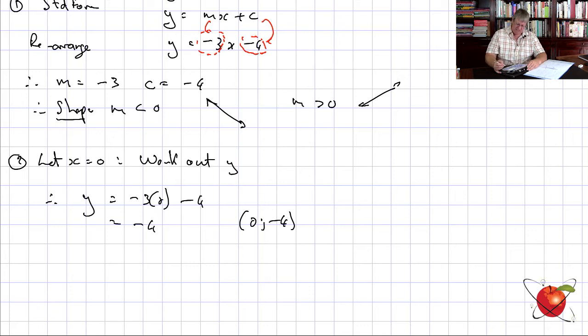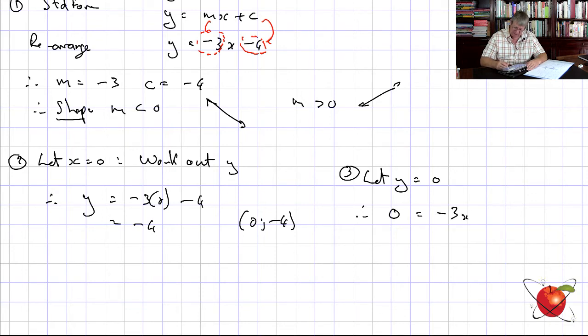Okay. The next step, I'll do it this side. Let y equal 0. Therefore, 0 equals minus 3x minus 4, and then we say, therefore, x equals minus 4 over 3. Because the 4 goes to the other side, that's a simple equation to solve.